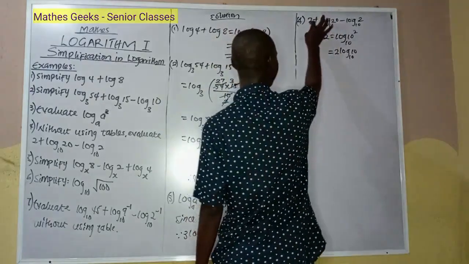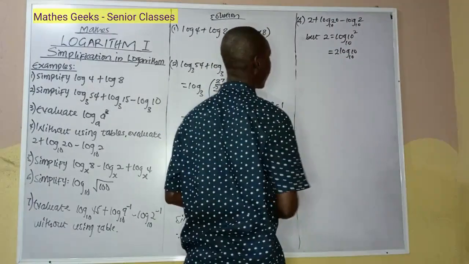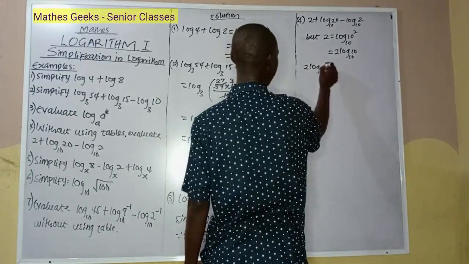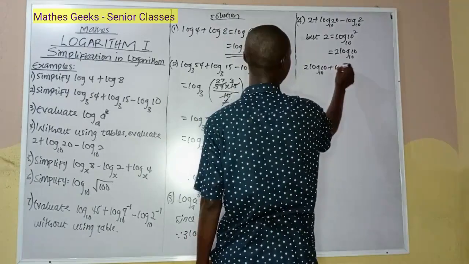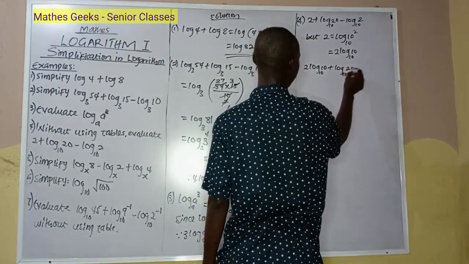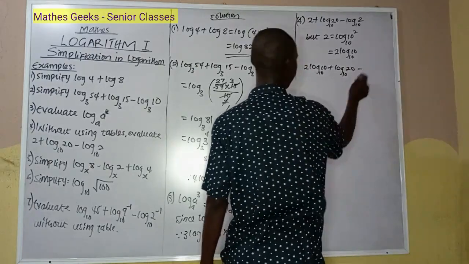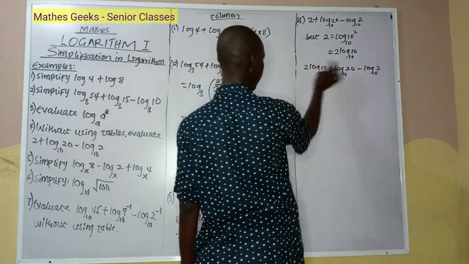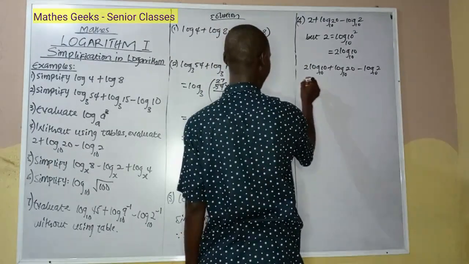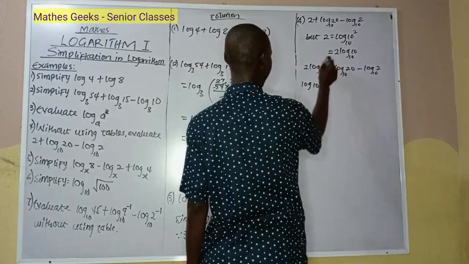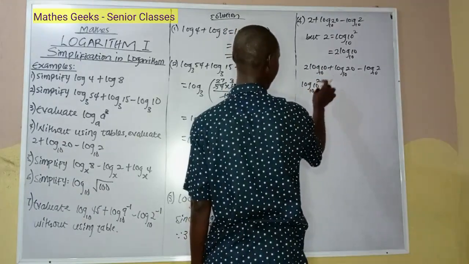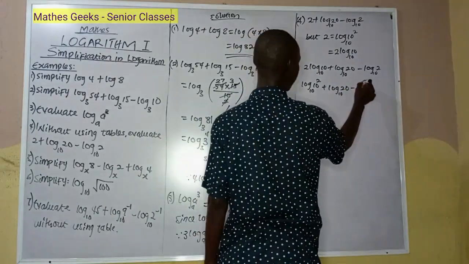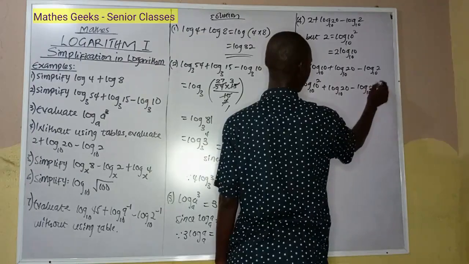So we replace this 2 with what we have here. We can rewrite this expression as 2 log 10 to the base 10 plus log 20 to the base 10 minus log 2 to the base 10. Before we multiply, let's write it again: log of 10 raised to the power 2 to the base 10, plus log 20 to the base 10, minus log 2 to the base 10.